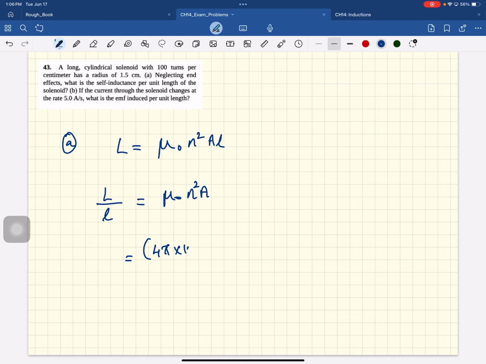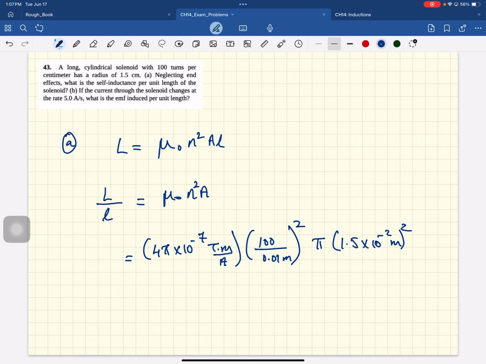Mu naught is 4 pi times 10 to the minus 7 Tesla meter per amp. N is 100 turns per centimeter. 100 turns, and 1 centimeter is 0.01 meter, squared. A is pi r squared, and the radius is 1.5 centimeters, 10 to the minus 2 meters, squared. So this makes it 10,000. That squared is 10 to the 8, and then that becomes 10 to the 1. That's 10 to the minus 4, so 10 to the minus 3. And what will be the units? Henrys per meter. There you go.